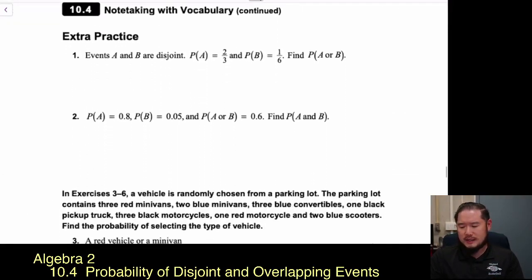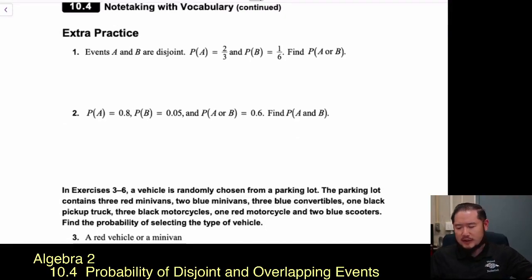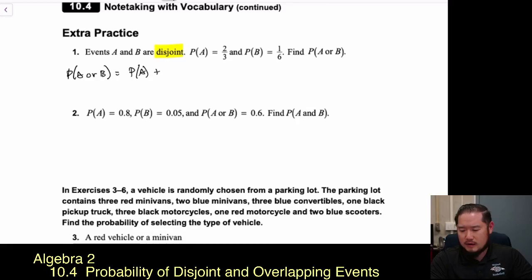So let's put this all together and take a look at number one. Right here we have events A and B are disjoint. They give us the probability of A and probability of B, and then ask to find the probability of A or B. Remember what I just mentioned a few moments ago: we take our equation, probability of A or B, and because this happens to be disjoint, we're just going to take the probability of A plus the probability of B. Very simple. We take 2/3 plus 1/6.